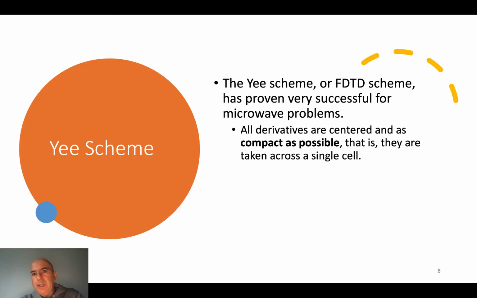The E-scheme, also used as a synonym of the FDTD scheme, has been proven very successful for solving a very large spectrum of problems, including microwave problems. The basic technique is that all the derivatives are centered using just one cell and are formulated as compactly as possible, taken across just a single cell.